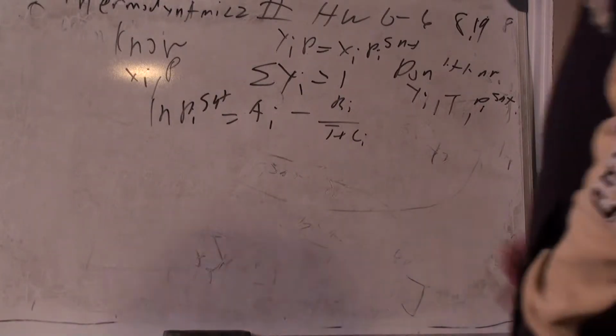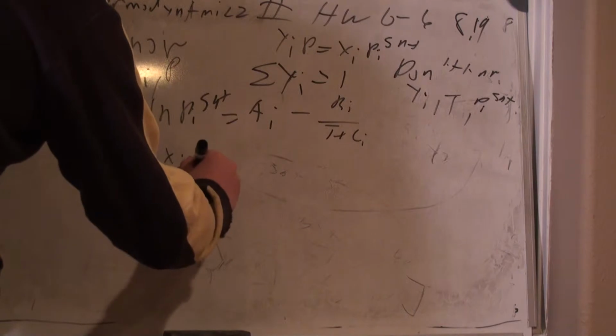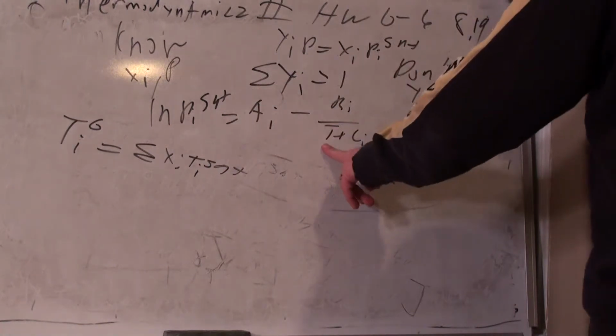So I need an initial guess for temperature just to get things going. Otherwise, I don't know too much. And so, how do I get an initial guess for temperature? Well, I know the xi's, and so what I want to do is guess the temperature as a summation of xi Ti sat, because I know the pressure. So I can find the temperature based on that pressure. Is that going to be the temperature of my system?